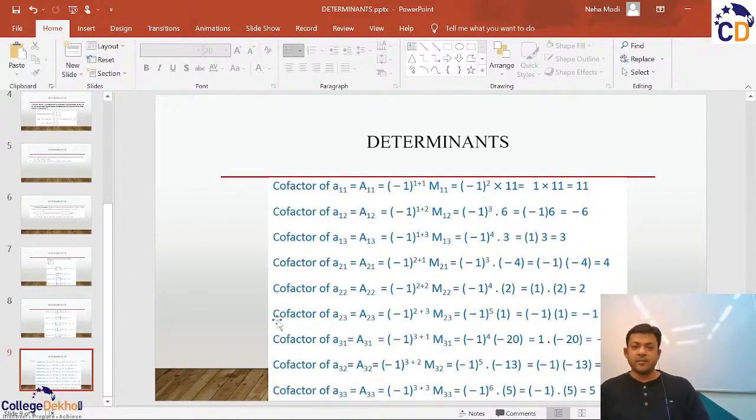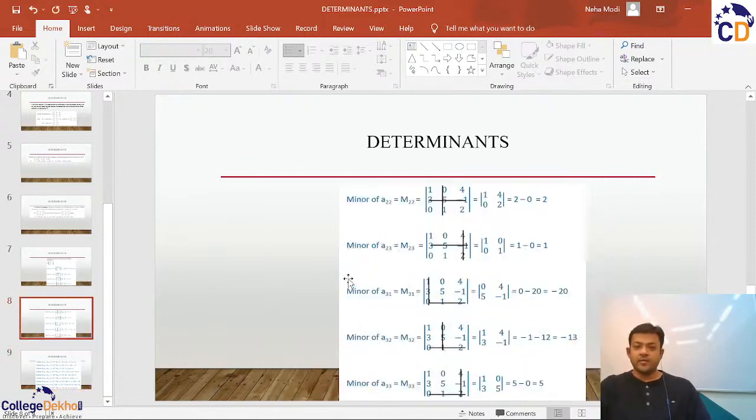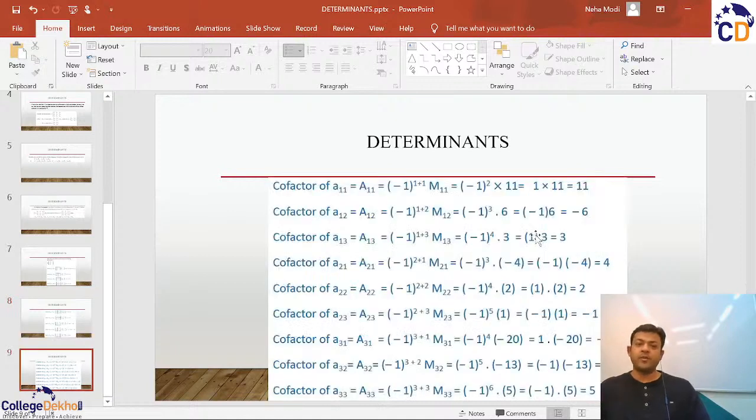Let us take another random example, the cofactor of second row, third column. Let us quickly have a look at the determinant first. Second row, third column, it comes out to be this one. The minor would be equal to 1. So the cofactor would be -1 to the power 2 plus 3, which is -1, times the value of the minor, which is 1. So -1 times 1 is equal to -1. This is how we calculate the cofactor of an element present in a determinant.